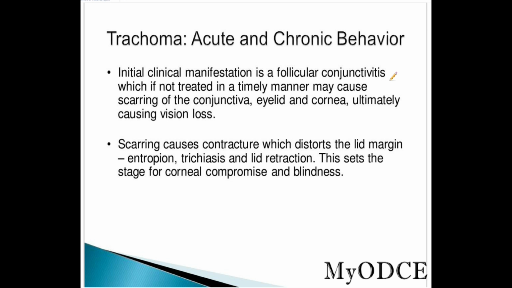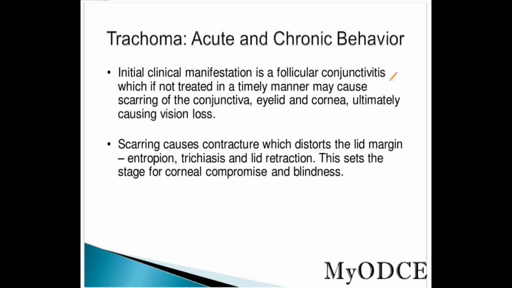So, acute and chronic behavior of trachoma. The initial clinical manifestation may be a follicular conjunctivitis, which if not treated in a timely manner may lead to scarring of the conjunctiva, again the palpebral conjunctiva, eyelid, and cornea, ultimately causing vision loss. And the mechanical irritation of the cornea, on a chronic basis, can lead to corneal scarring, which will lead to vision loss.